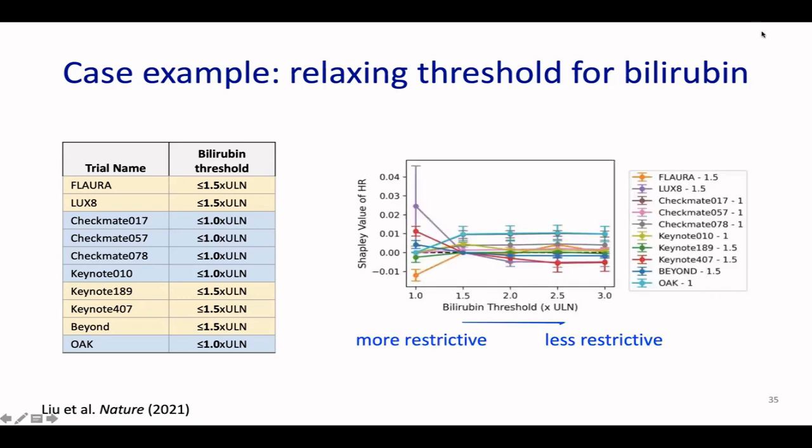And what we can do is test what happens if we leave all other criteria as they are and just change the threshold for bilirubin. How will that affect the Shapley value for the bilirubin rule? Here the x-axis is the threshold of bilirubin, and if you increase the threshold, that rule is less restrictive. You can see that for all the 10 clinical trials, it is pretty safe to relax bilirubin to the least restrictive version.